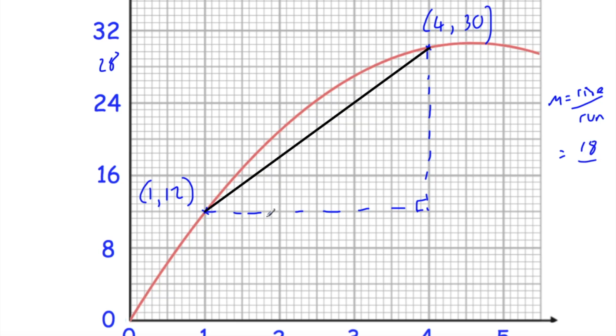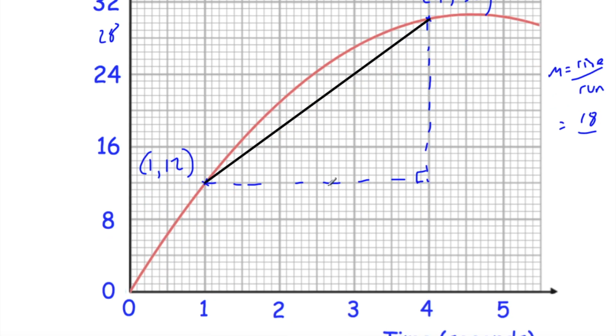And then we're going to divide that by the run. We're going from 1 across to 4 across, so that's a run of 3. We're going 3 across. So the rise is 18 and the run is 3, and 18 divided by 3 is equal to 6. So that means that the average rate of change between 1 and 4 is equal to 6.